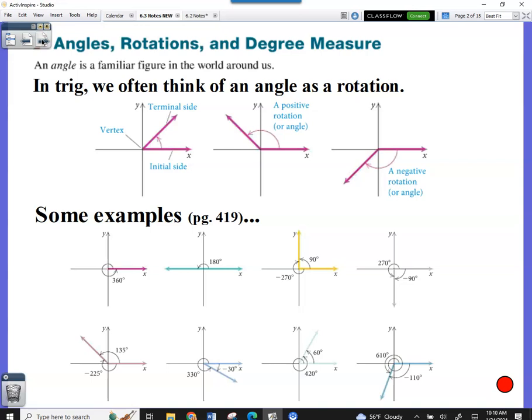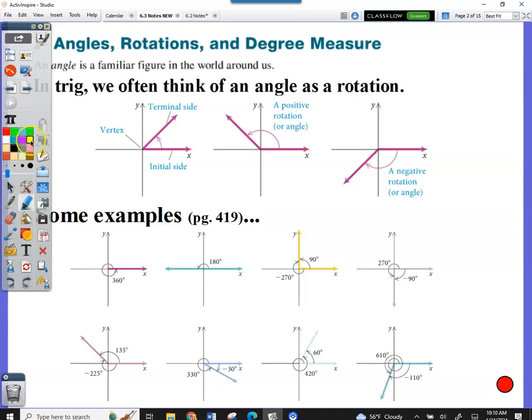A couple of vocab words to start learning. If you want to highlight them, you can. It's up to you. One of the first vocab words is vertex. You should already know this. The vertex of an angle is like the elbow. The vertex of our angles will always line up on the origin of the coordinate plane.